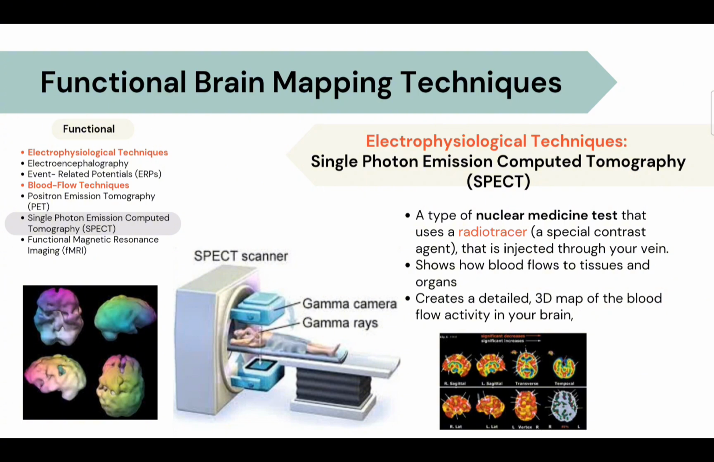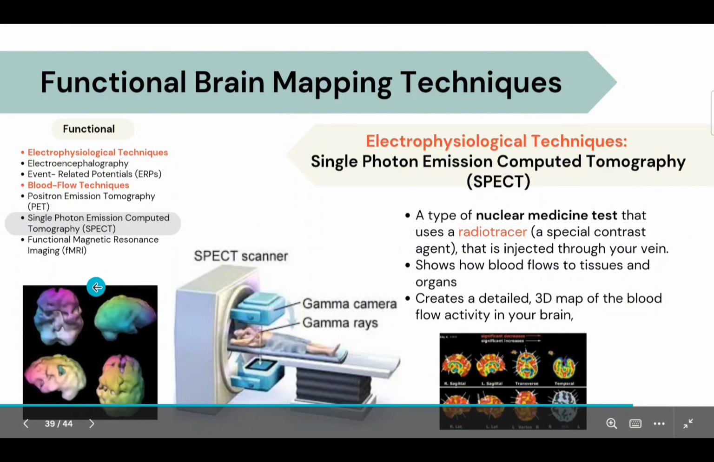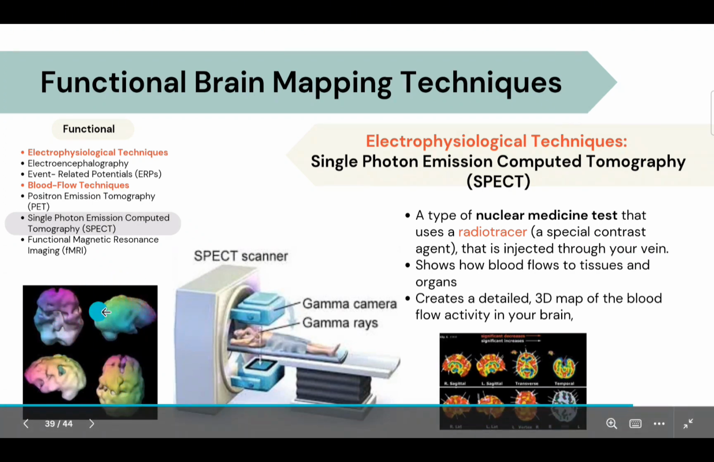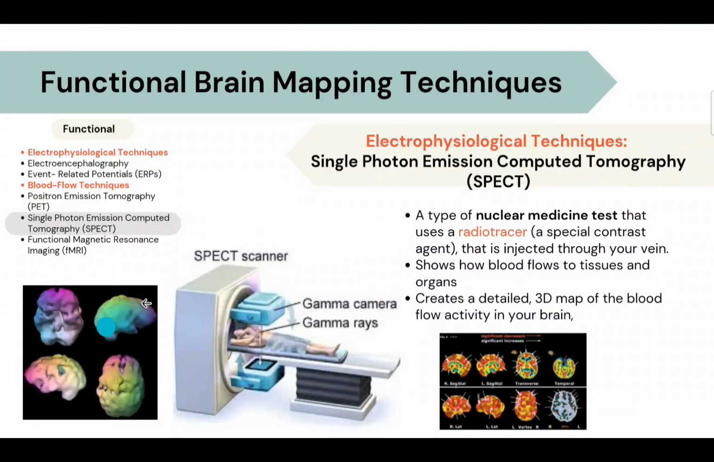This one also needs you to be injected with something. This one is a radio tracer, which shows how blood flows to tissues and organs and creates a detailed 3D map of the blood flow activity in your brain. So as you can see from this picture down here, this is the kind of picture SPECT will give you. The brain image that SPECT will give you: very colorful, very 3D, very fancy looking brain. However, you still need to be injected with radio tracer because this is a nuclear medicine test, right?